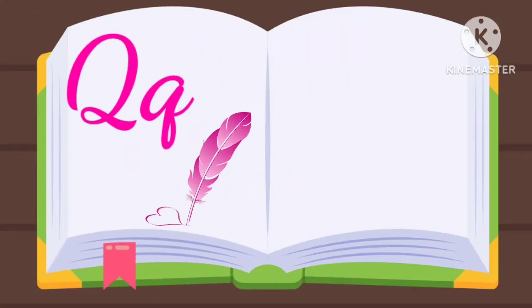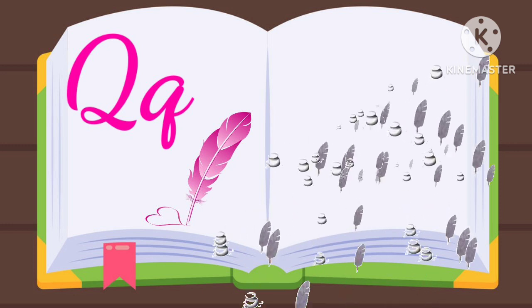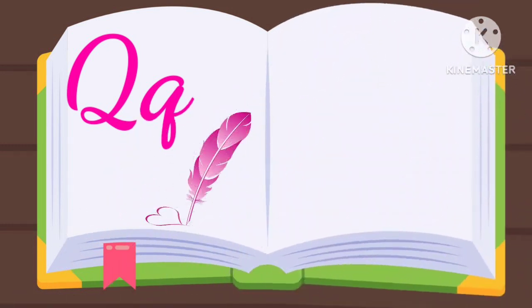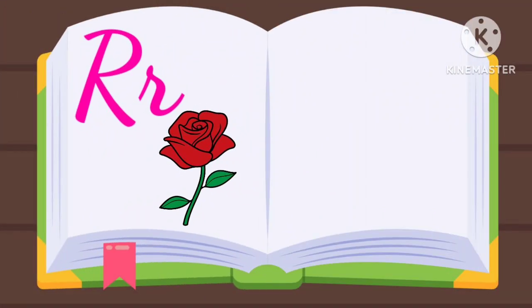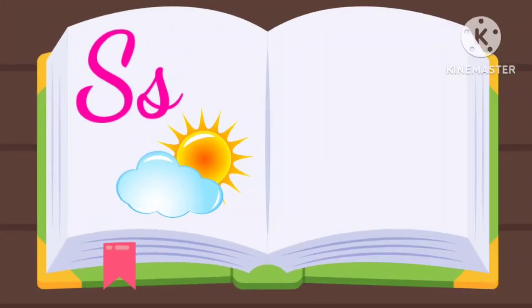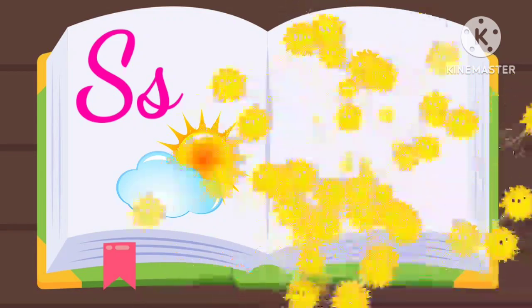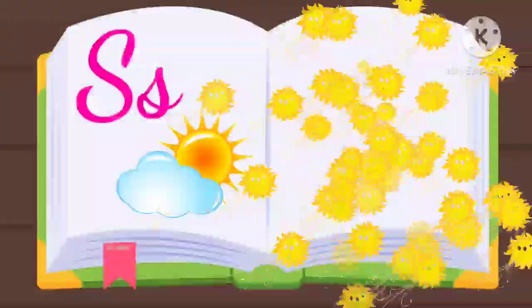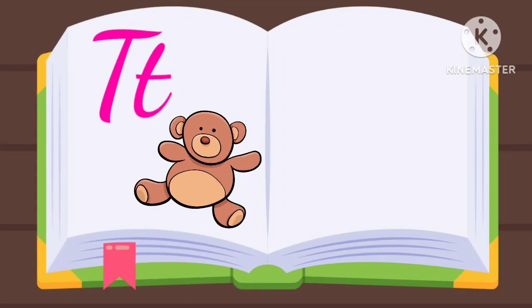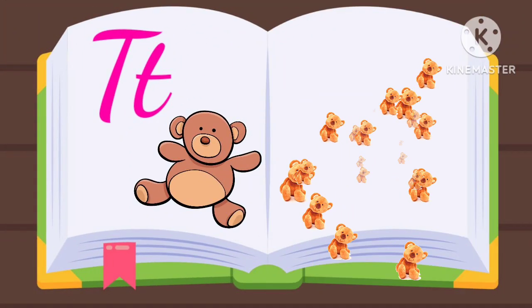Q for quill. R for rose. S for sun. T for toy.